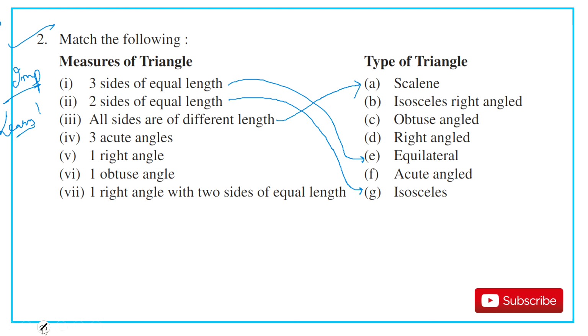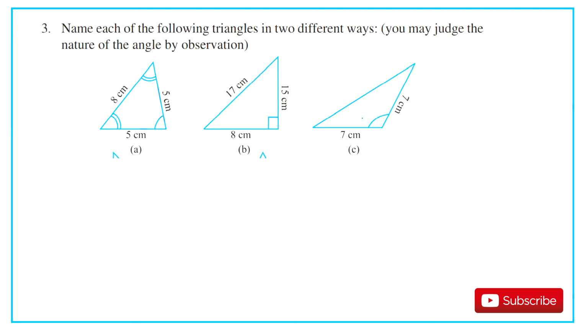Coming to the next three parts, I'm just changing the ink color. Three acute angles, it is an acute angled. One right angle is a right angled. One obtuse angle is obtuse angled, and this one is isosceles right angled triangle. Is it clear to all of you? Okay. Coming to the next one, third question.